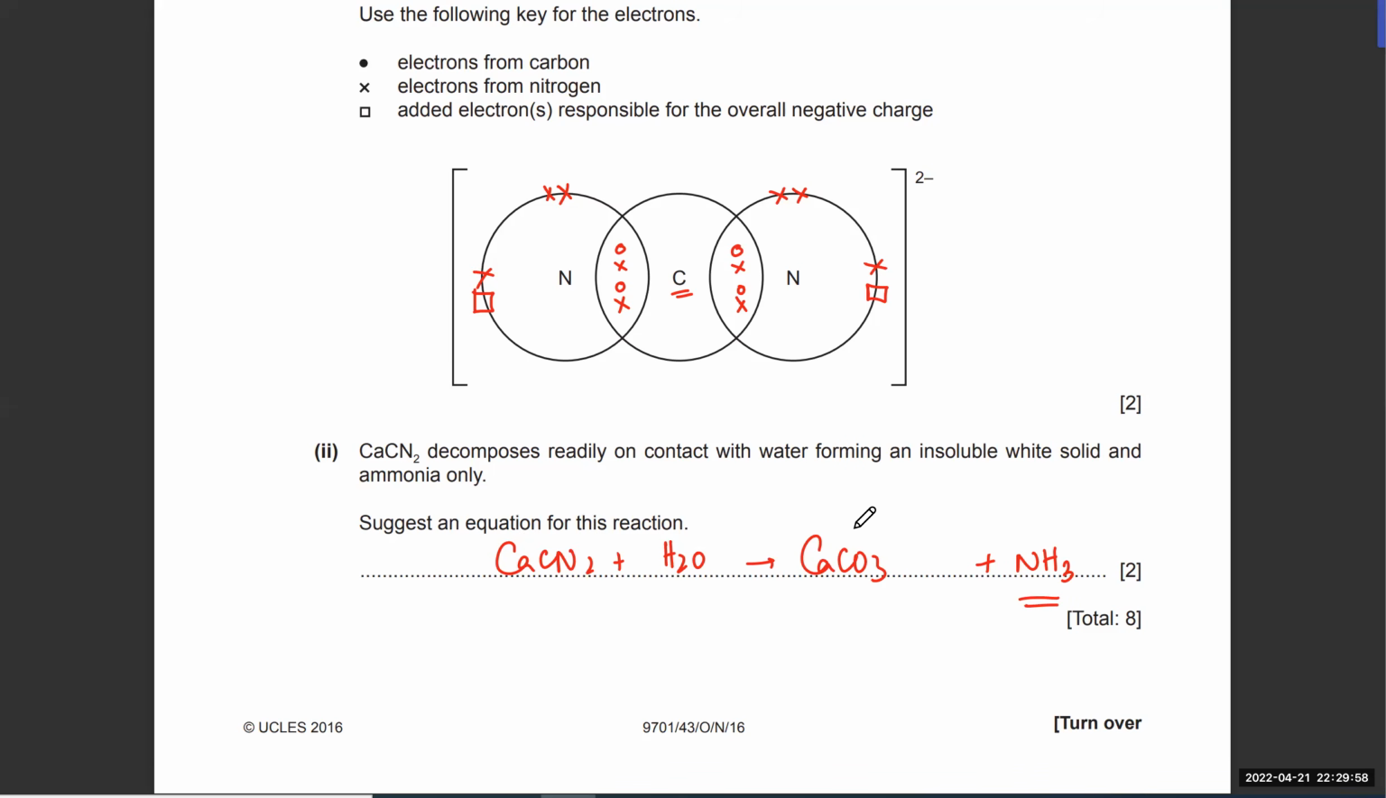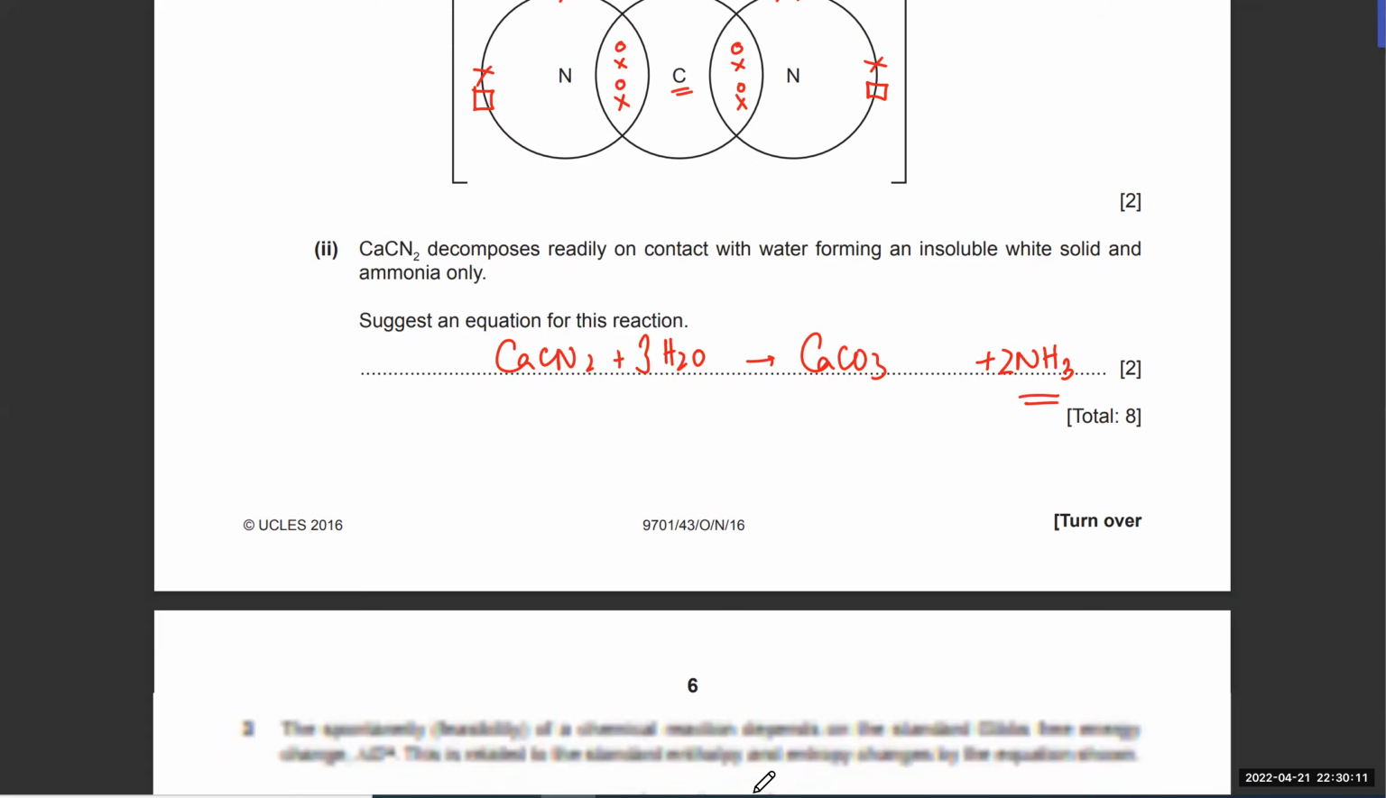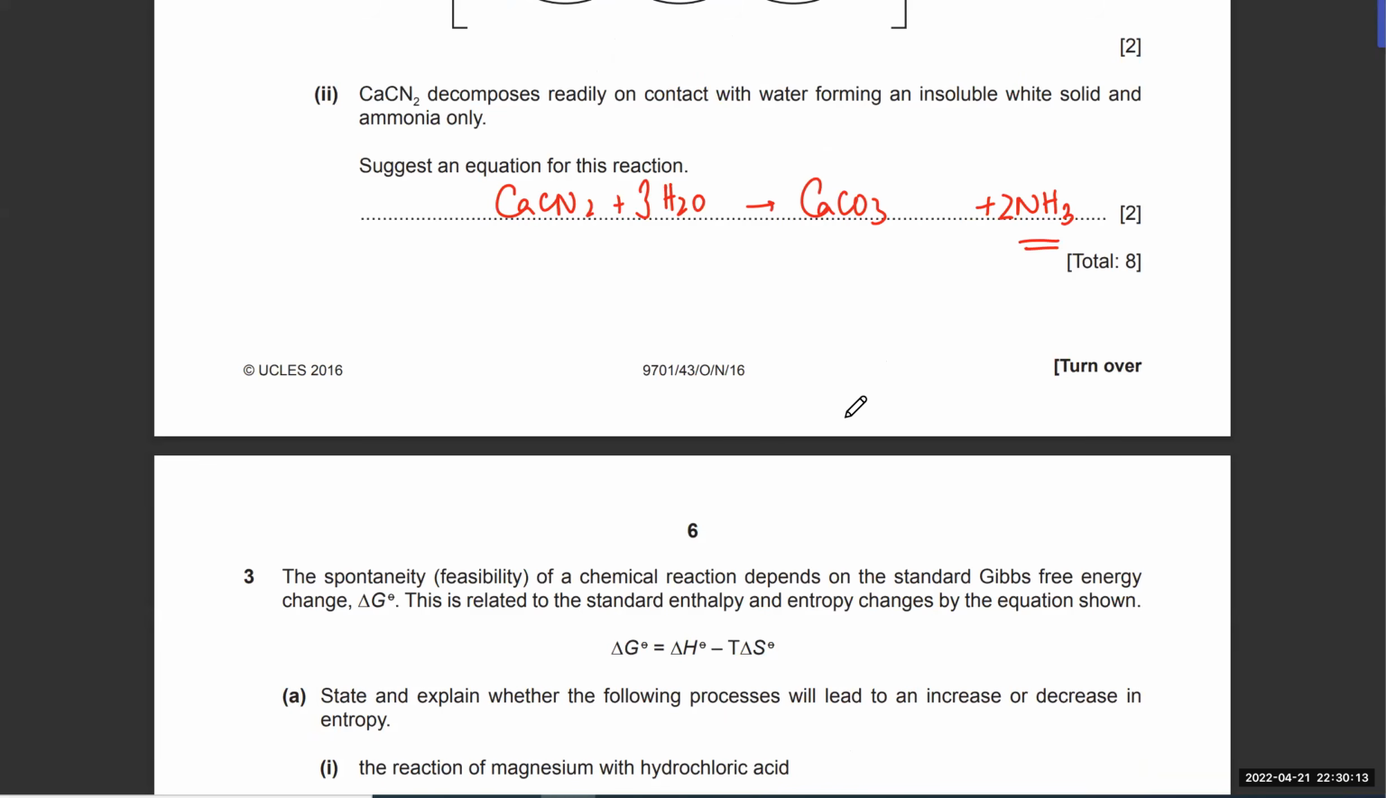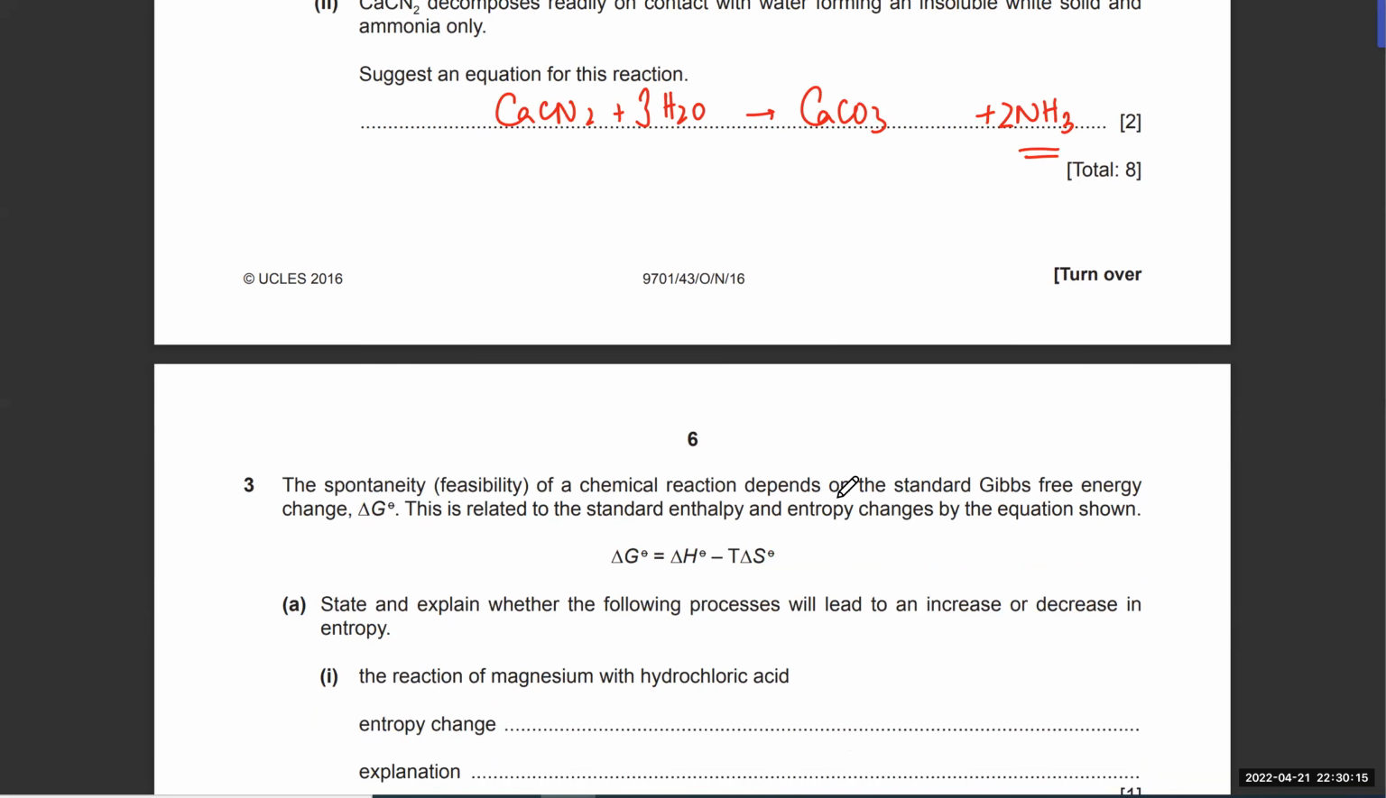And you can then balance this equation. It's going to be 2 NH3s, and that's 6 H, so 3 H2Os. And I think that's balanced. The oxygens are also balanced. Because we had to fit in the carbon as well, we went for calcium carbonate.